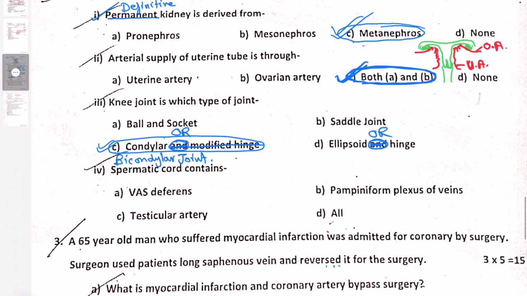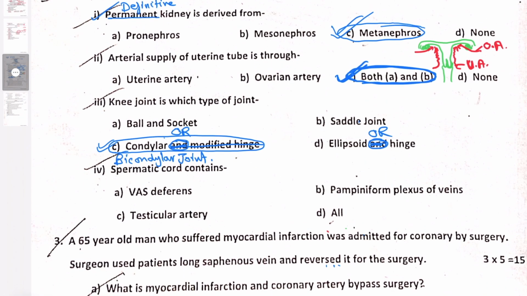Now the last MCQ here: the spermatic cord contains vas deferens, pampiniform plexus of veins, testicular artery, or all. Super easy question. You all must have got it correct. So the answer is all. But it is still not complete. You should know all the contents of the spermatic cord. So just stay focused. Contents of the spermatic cord.